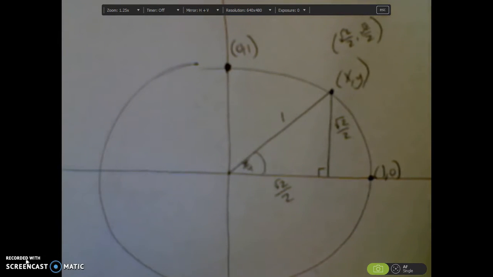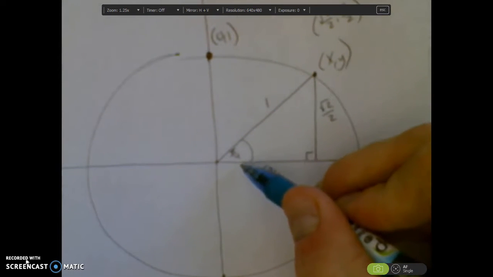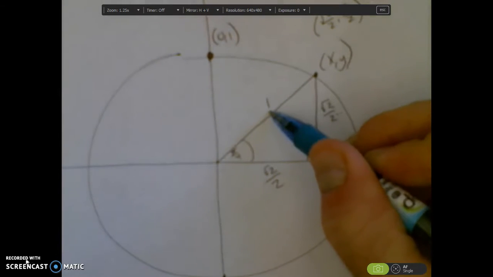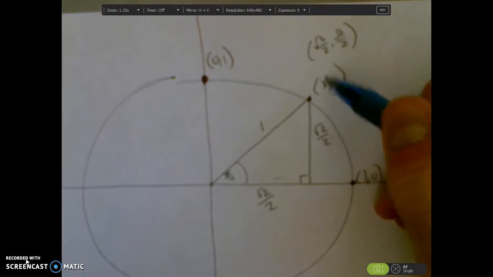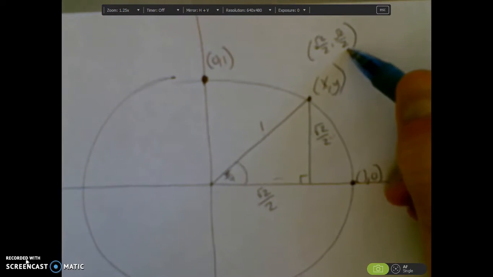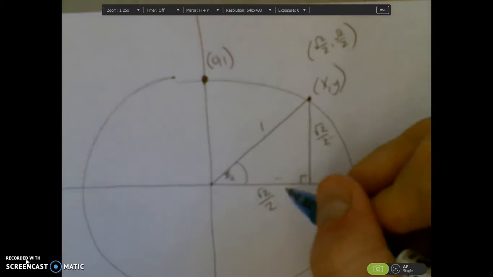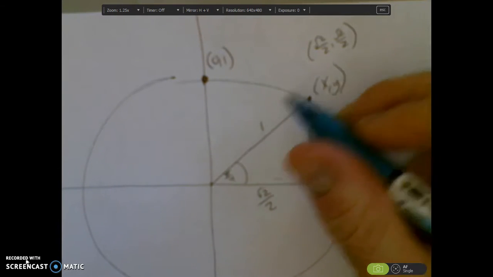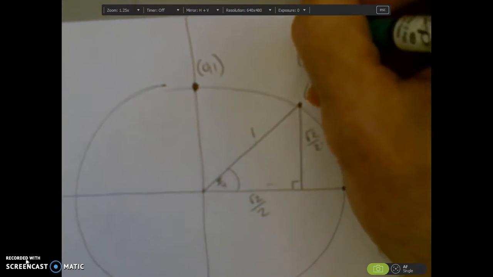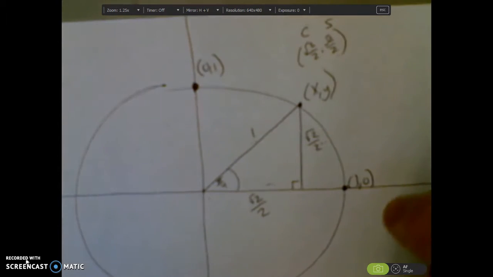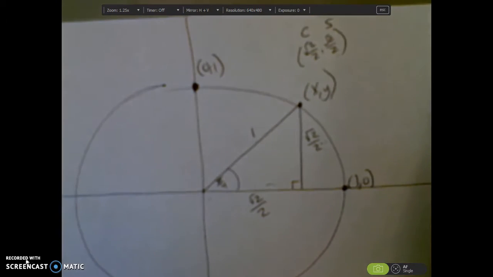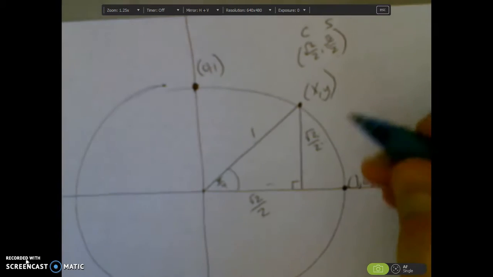The other thing I wanted to help you understand is that sine of this angle would be square root of 2 over 2, the opposite. That's the hypotenuse, which would give you this divided by 1, which is that number. And cosine would be the adjacent divided by the hypotenuse, which would be square root of 2 over 2 over 1, which is where that is. So in all of these problems, the cosine is the x-coordinate and the sine is the y-coordinate. So that's how it's set up.